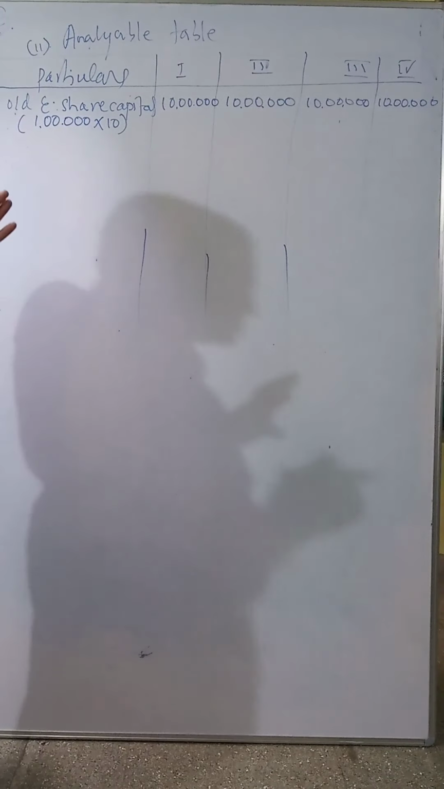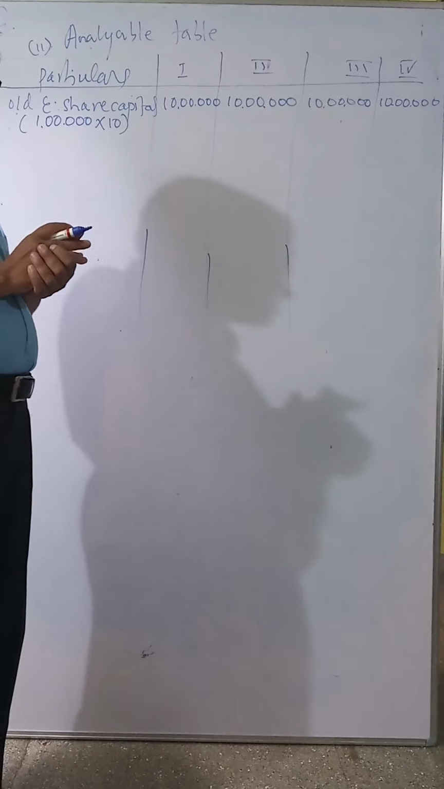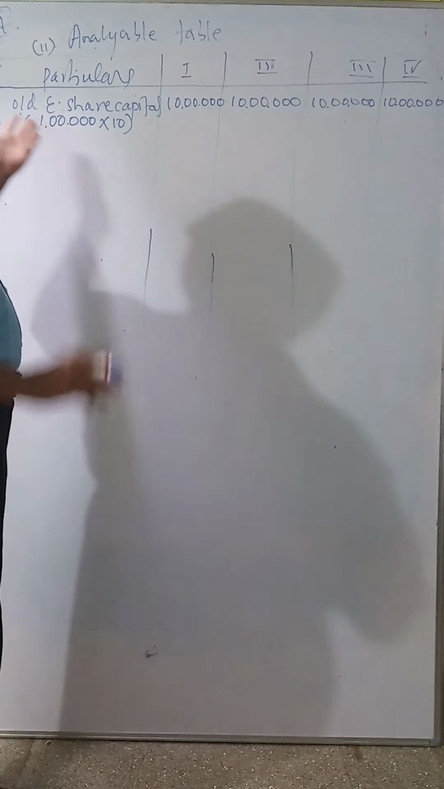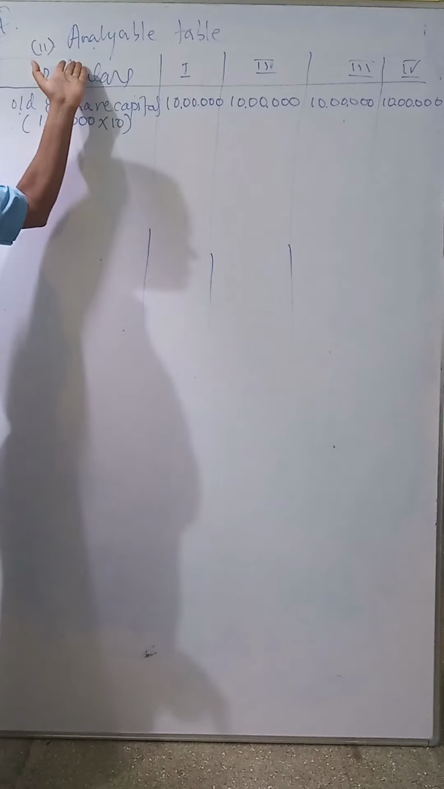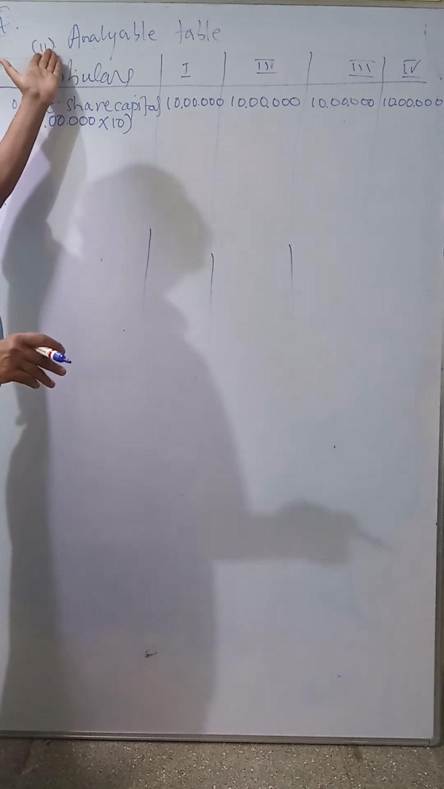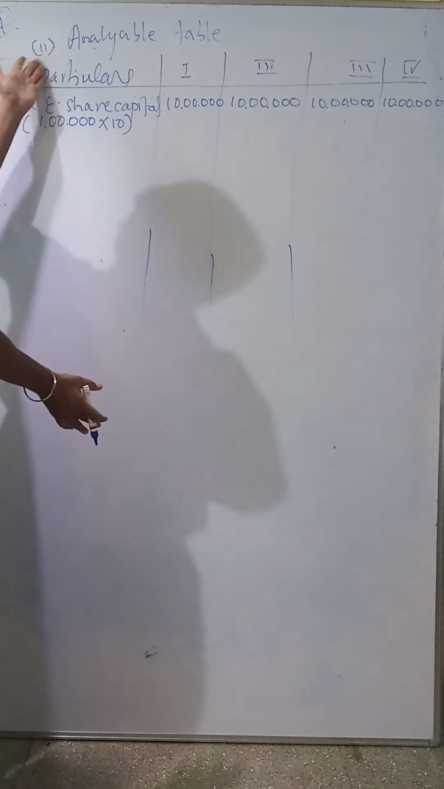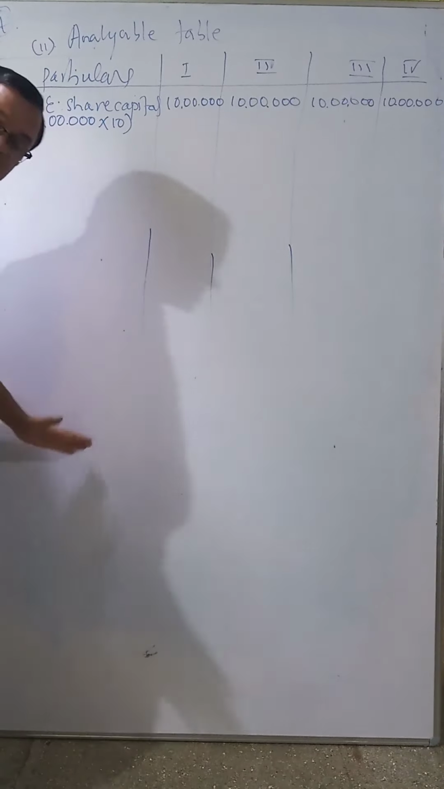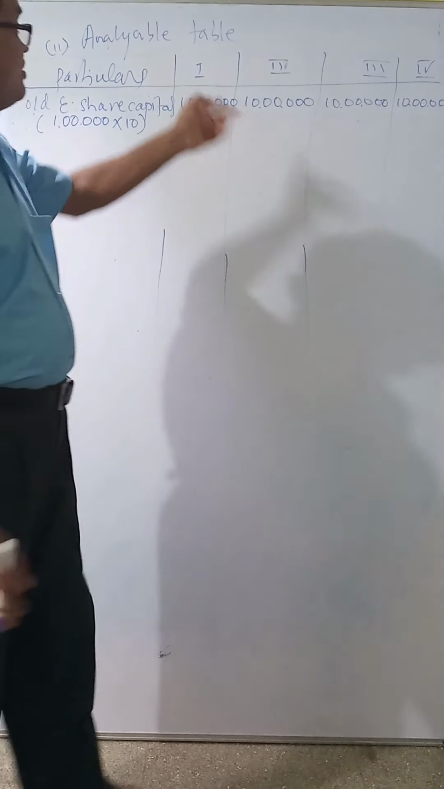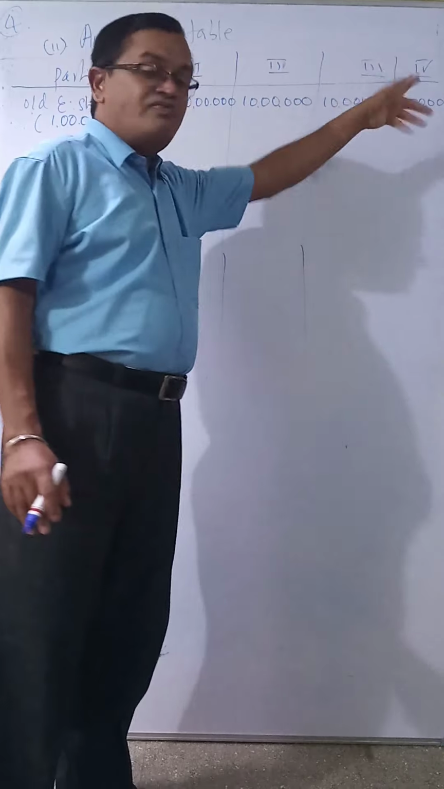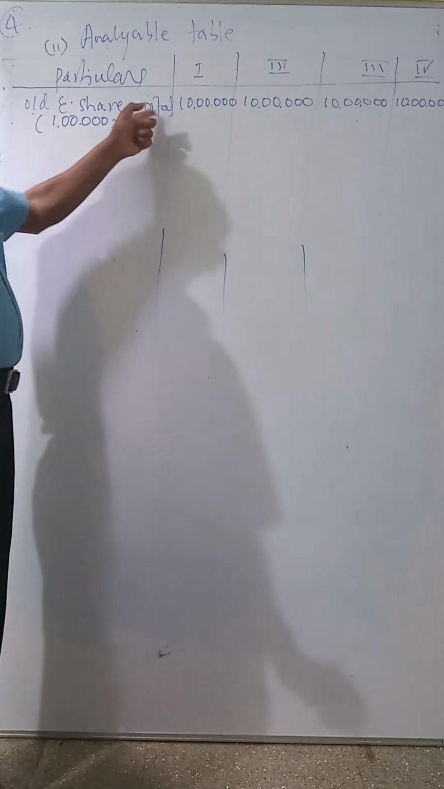Before taking further capital, you have to write the second point. In the examination, it is better to leave some space. This is the analysis table, just to explain the working mode. The particulars are plan 1, plan 2, plan 3, plan 4, because 4 plans are given. Then the old equity share capital.